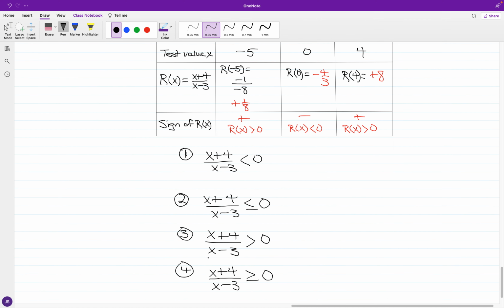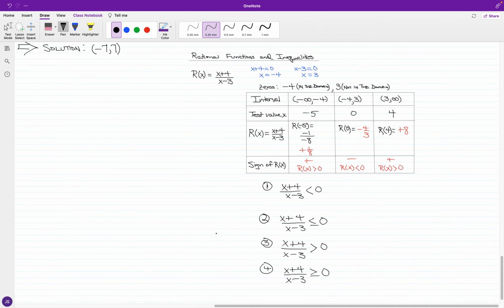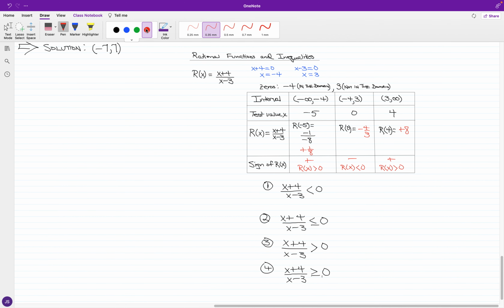And I'll just provide a bit of a segue. For x plus 4 over x minus 3 less than 0, we're looking at where r of x is less than 0. In the case of the solution where r of x, x plus 4 over x minus 3, is less than 0, we have between negative 4 and 3.